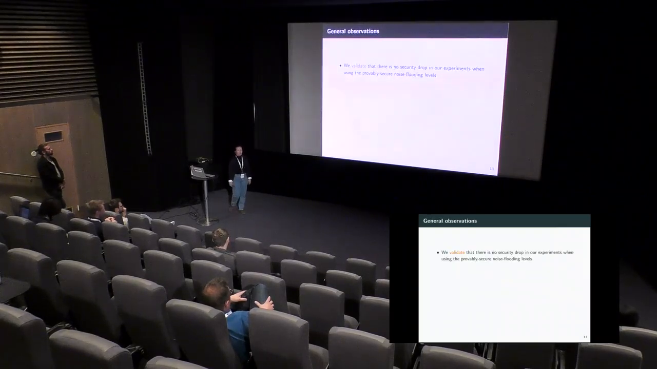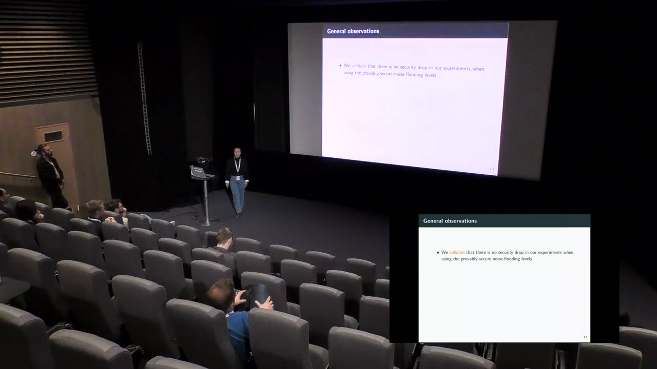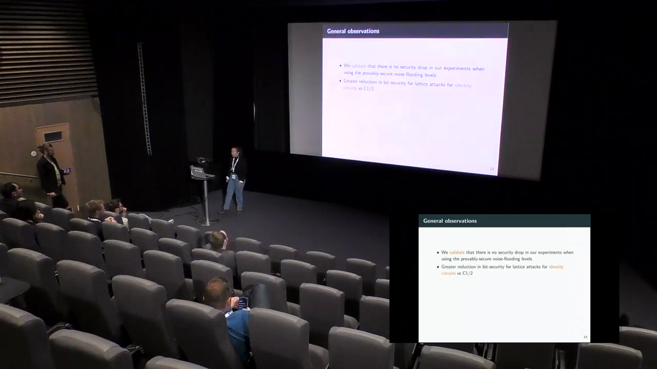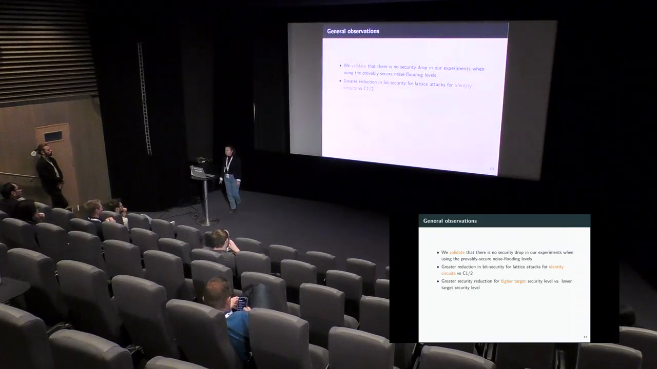Some general observations about our results. As I said, we do validate that there are no security drops in our experiments when using the provably secure noise flooding levels, and indeed we observe that. When we run the estimator for those levels of noise, there's no drop in security. We see a greater reduction in bit security for lattice attacks for identity circuits versus class 1 and class 2 circuits. Again, I don't have time to show you the graphs, but if you look at our results, the lattice attacks are much more efficient for identity circuits rather than class 1 and class 2.